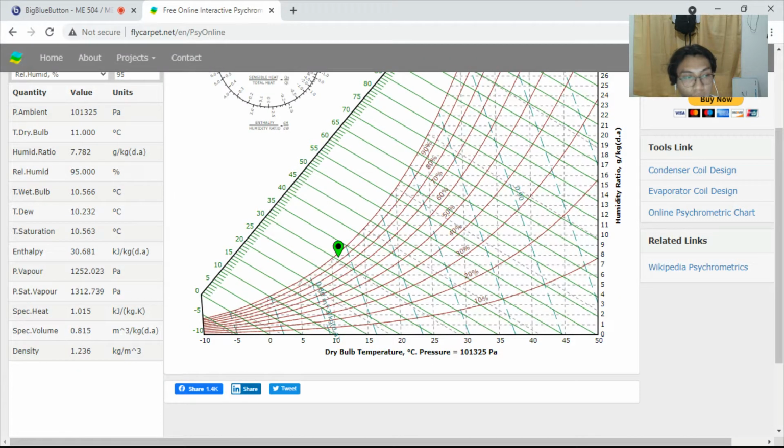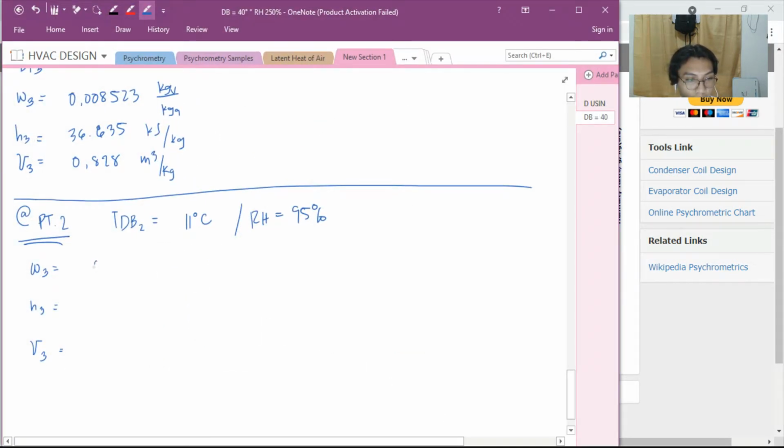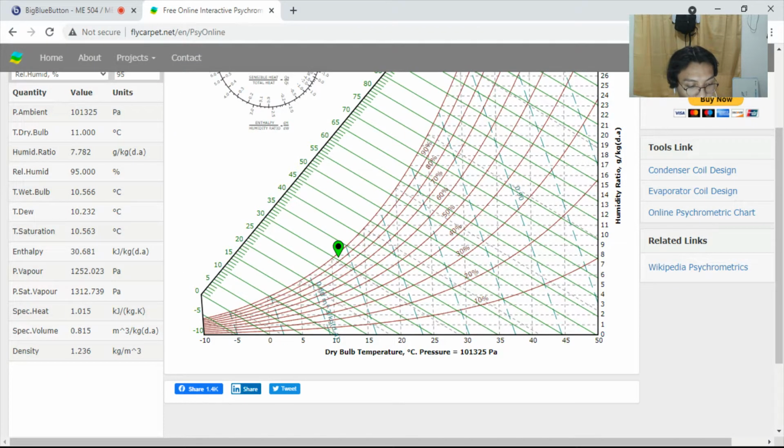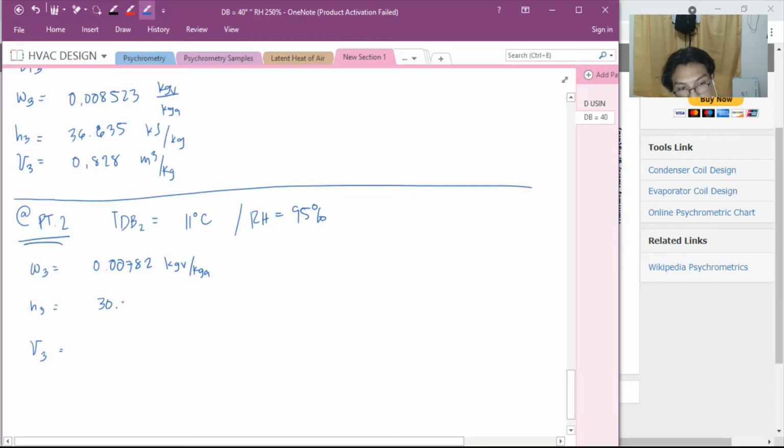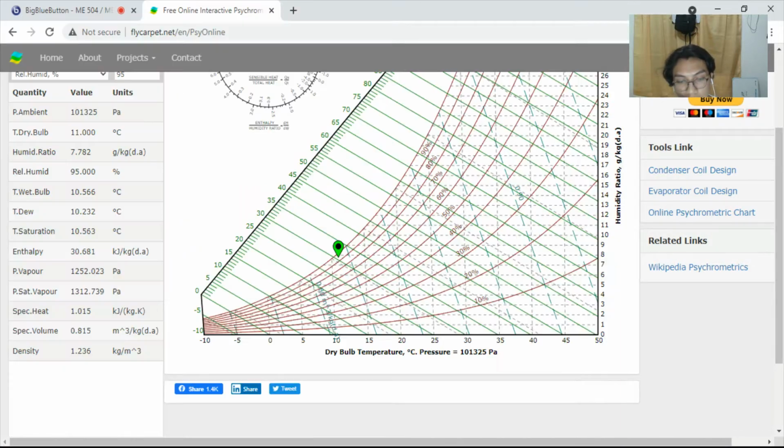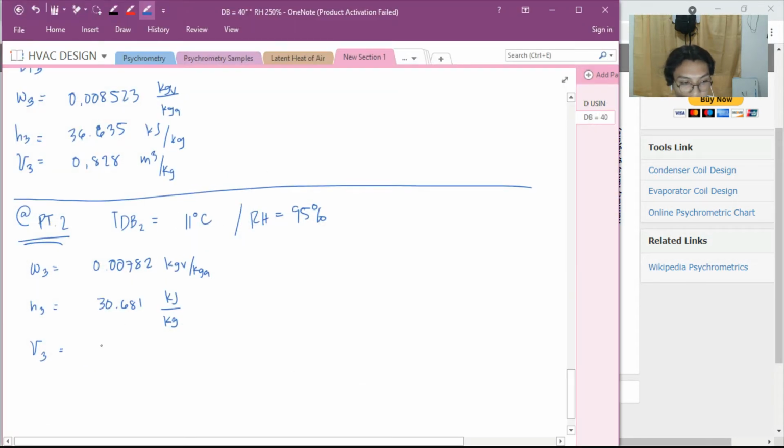So, 2. Okay, 0.00782 kilogram vapor per kilogram air. H2, 30.681 kilojoule per kilogram. V2, 0.815 meter cube per kilogram. Yan na.